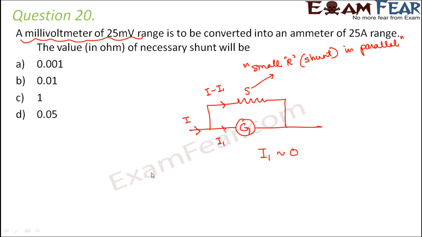Now if you want to calculate the value of this resistance, that is the value of the shunt, how will you calculate that? Shunt resistance is equal to V by I, and what is the voltage?